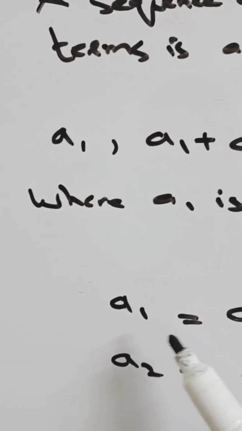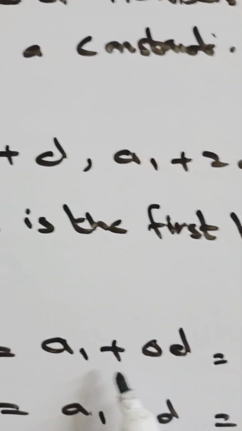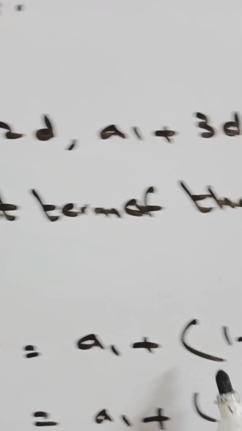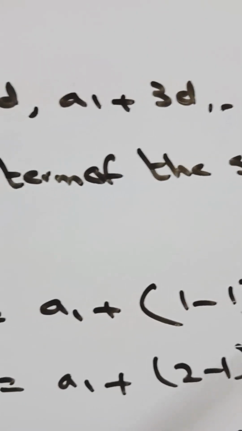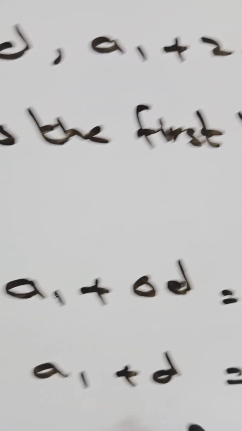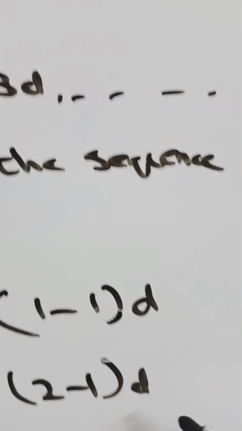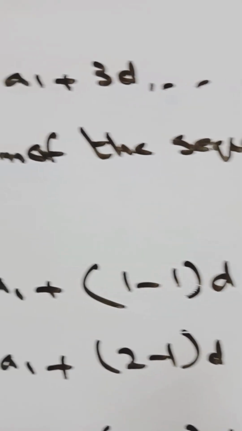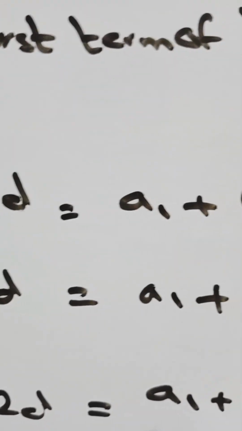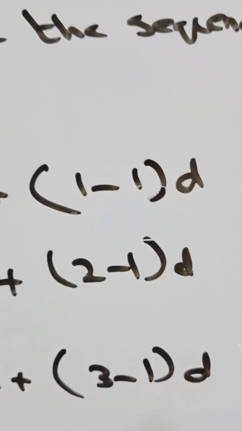We can say that a1 equals a1 plus 0d. Okay, 0d means a1 plus 1 minus 1d. Same. Next, a2 equals a1 plus d, which equals a1 plus 2 minus 1d. Next, a3 equals a1 plus 2d, which equals a1 plus 3 minus 1d.